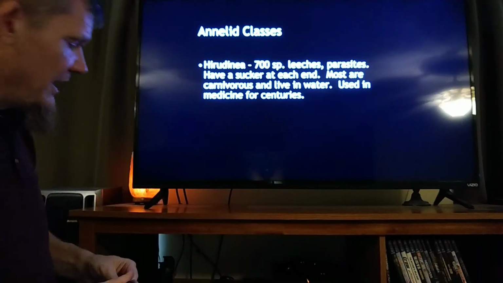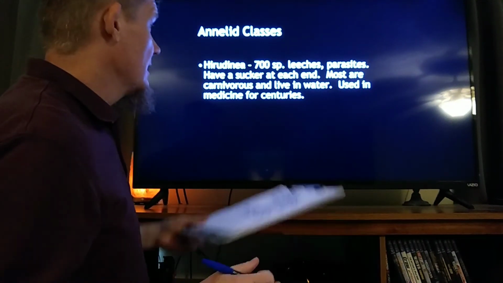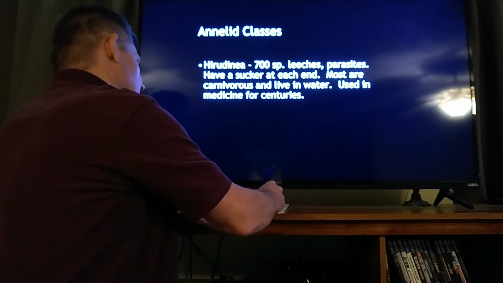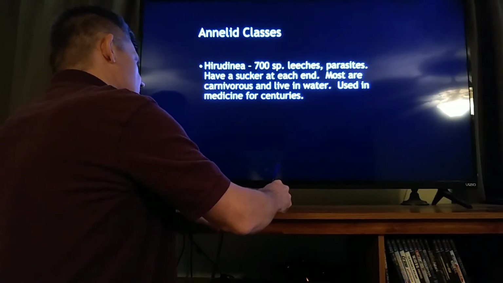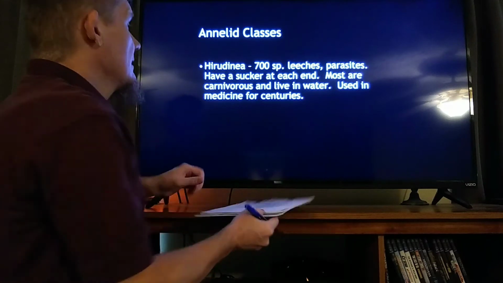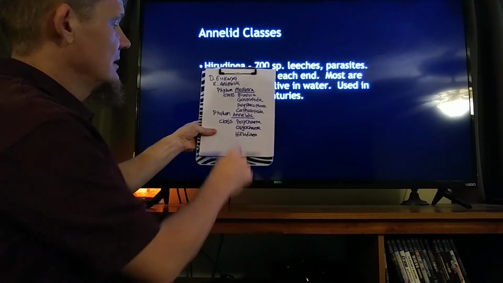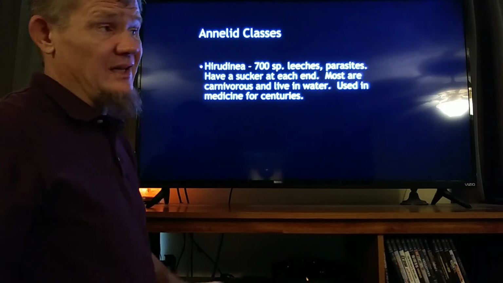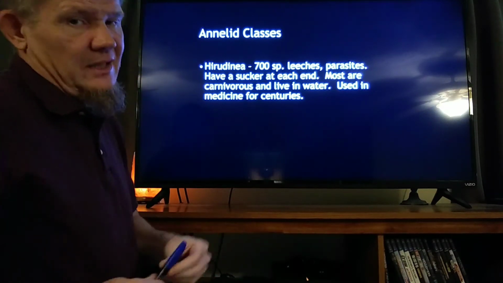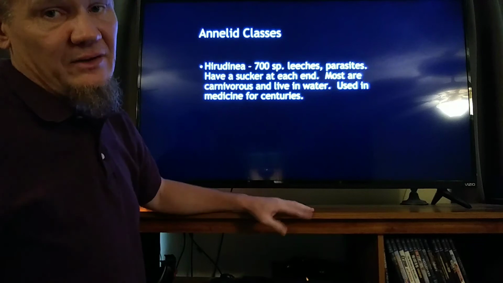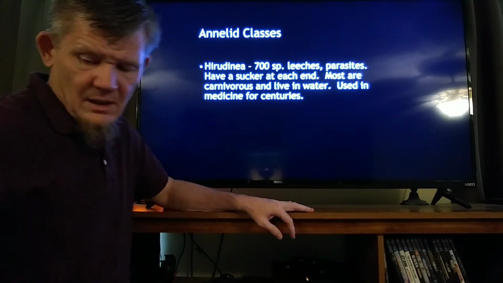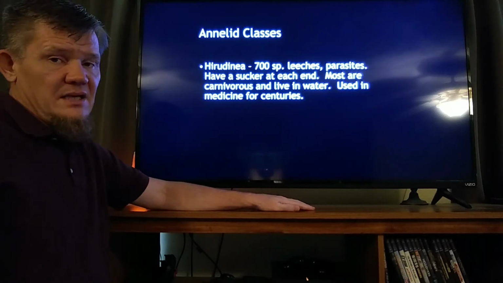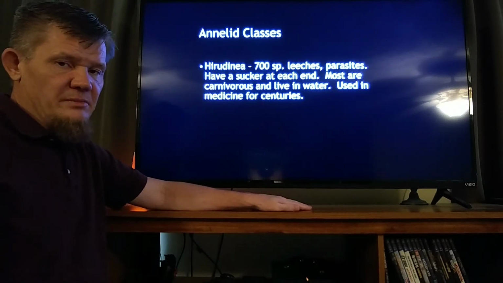Our last group of annelids are the hirudinians. Class Hirudinea. These are the leeches. Only about 700 species. Remember, we have like 10,000 species of earthworms, about 10,000 species of polychaetes, not even 1,000 species of leeches. About 700 species of leeches. They're all carnivorous. Most of them are parasites. They're not all parasites, but they're mostly parasites.